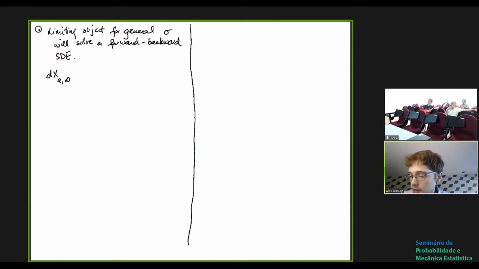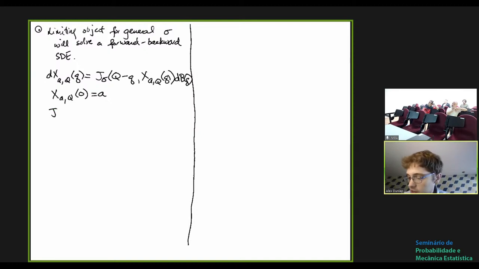So it'll depend on A and capital Q. dX, d of X sub A, capital Q at time little q, is equal to j sigma of capital Q minus q. Capital Q we're going to think of as the final time, and A is the initial condition. It depends on this function j sigma, which I'll introduce in a little bit, evaluated at the solution at this time, dB_q. So A is the initial condition. And then what is this j sigma?